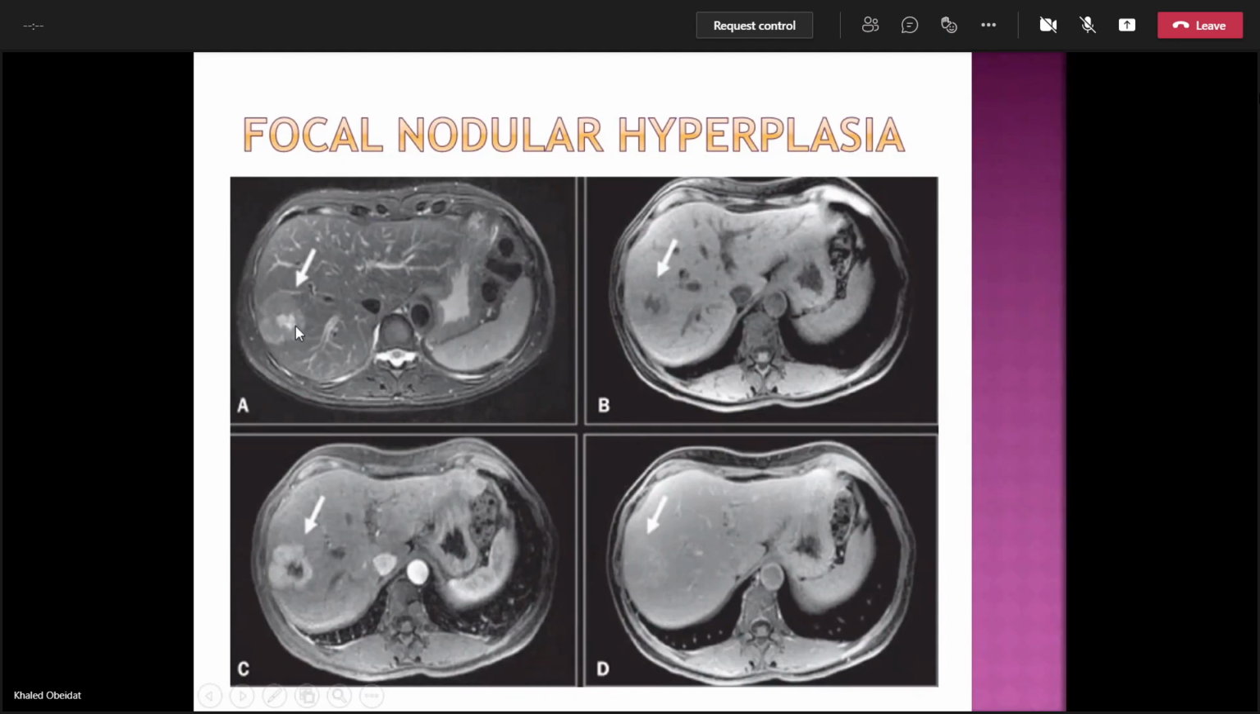So hyperdense, central scar. In T1 weighted images, hypodense, the central scar. When we give contrast in the arterial phase, there is enhancement of the periphery with the central scar spared. On the delayed images, usually the scar will become enhanced, but it is not shown in the picture here. This is too delayed, and the contrast is gone from the periphery.